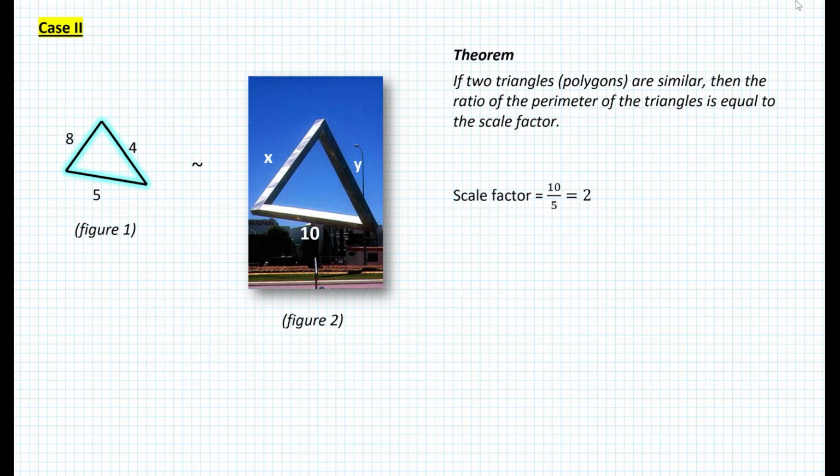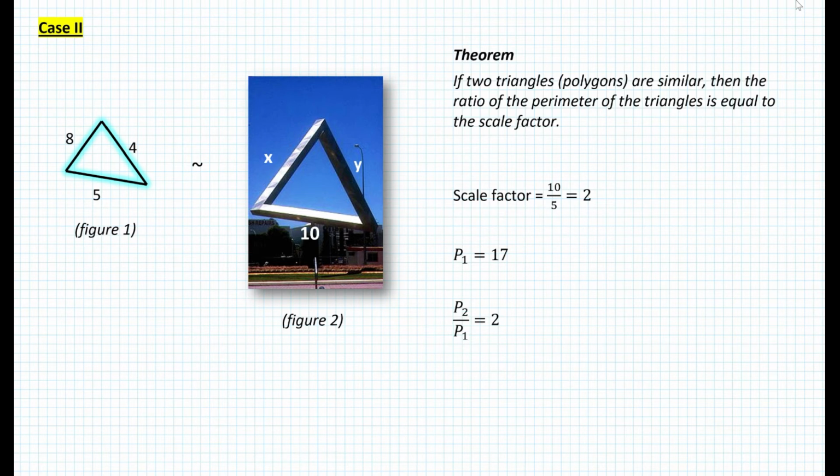So the scale factor is simply 10 over 5, which is equal to 2. So that means that if we compare the bottom sides of 5 and 10, we can say now that the triangle in figure 2 is double the size of the triangle in figure 1. So what does that mean in terms of perimeters? Well, we know that the perimeter of the triangle in figure 1 is 17.